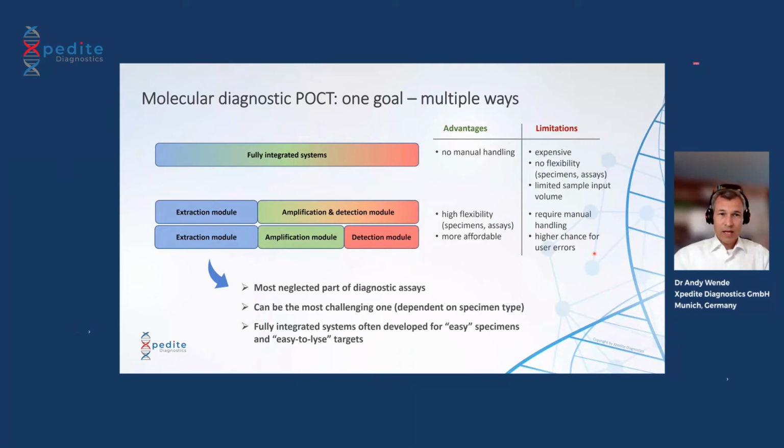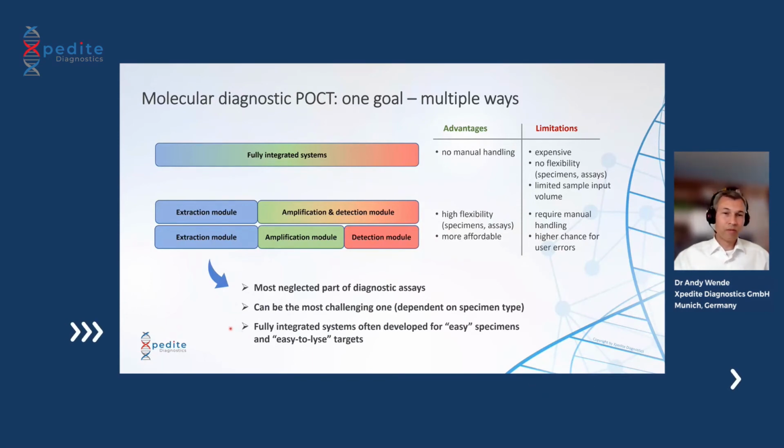But in all these cases, what you always see is the extraction is the most neglected part of diagnostic assays. You see so many publications on having nice assays for disease detection, but often the extraction part is not mentioned really, or is not taken care of appropriately in those publications. But the true thing is that it can be the most challenging one, especially if you talk about specimens like stool samples or whole blood, or even in urine you have high concentration of inhibitory substances.